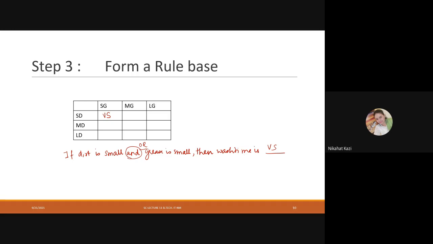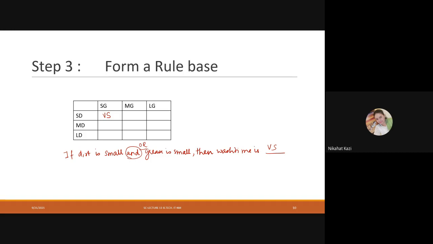Similarly, we will form all the remaining rules. How many rules will this matrix have now? 9 rules, because there are 3 descriptors in input and 3 descriptors in output. So the total number of rules is 3 cross 3, the matrix is 3 cross 3. So 9 rules. Okay, so we will write 9 rules.